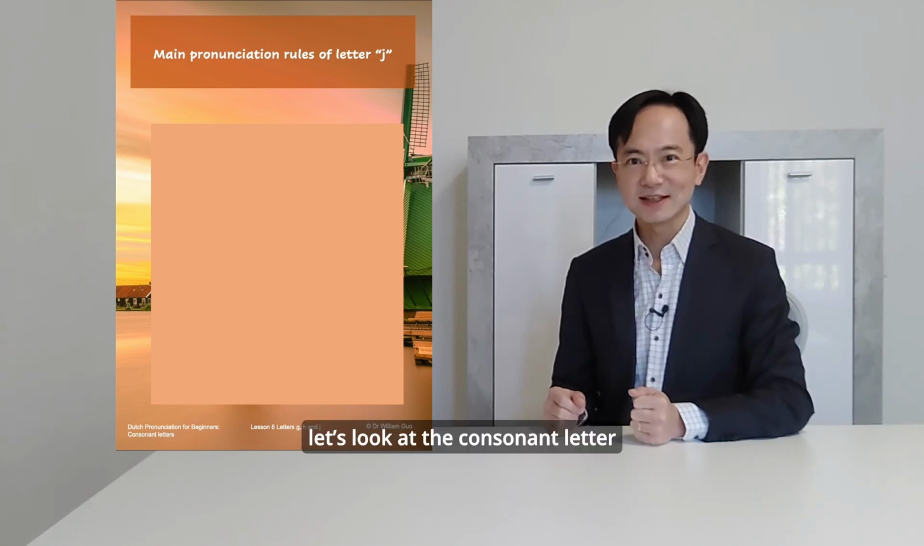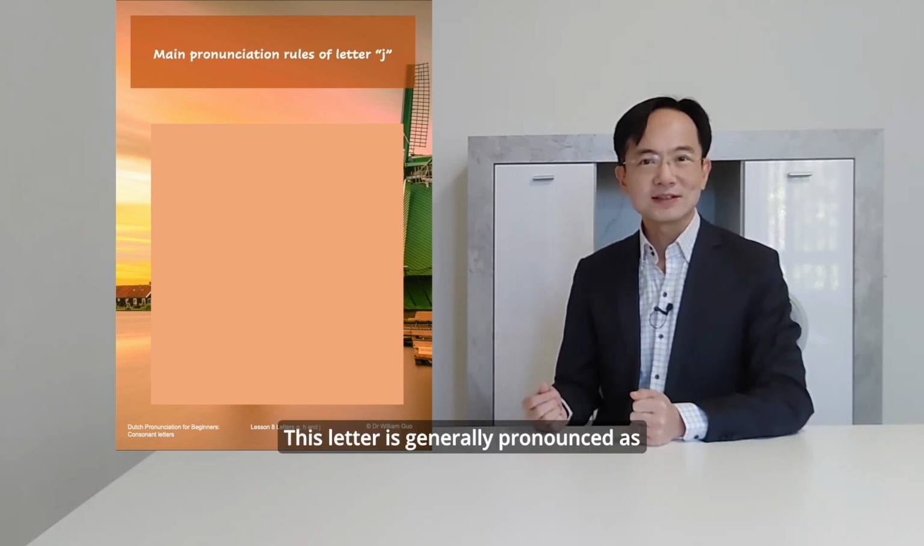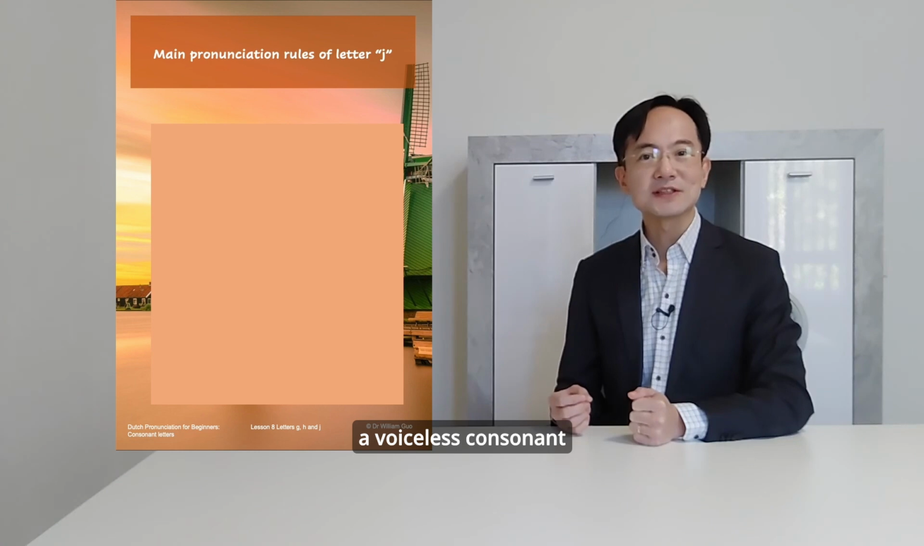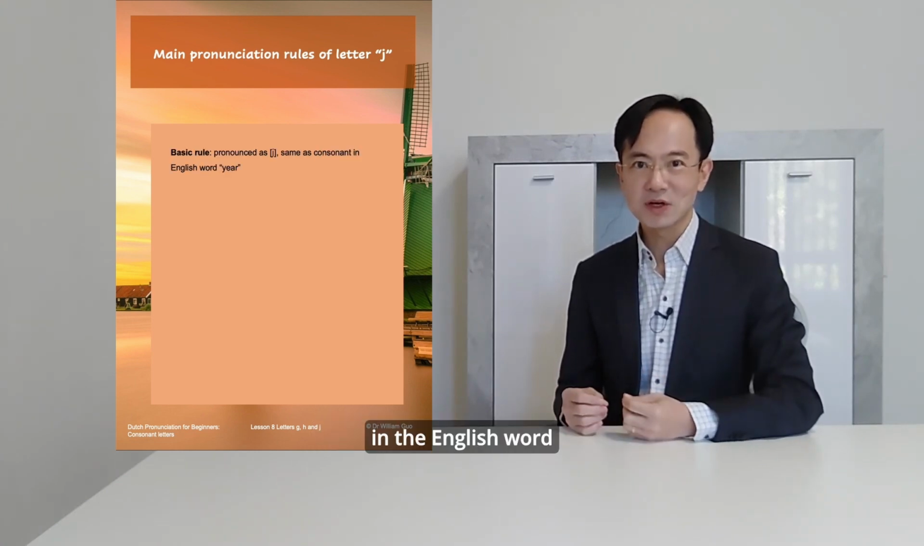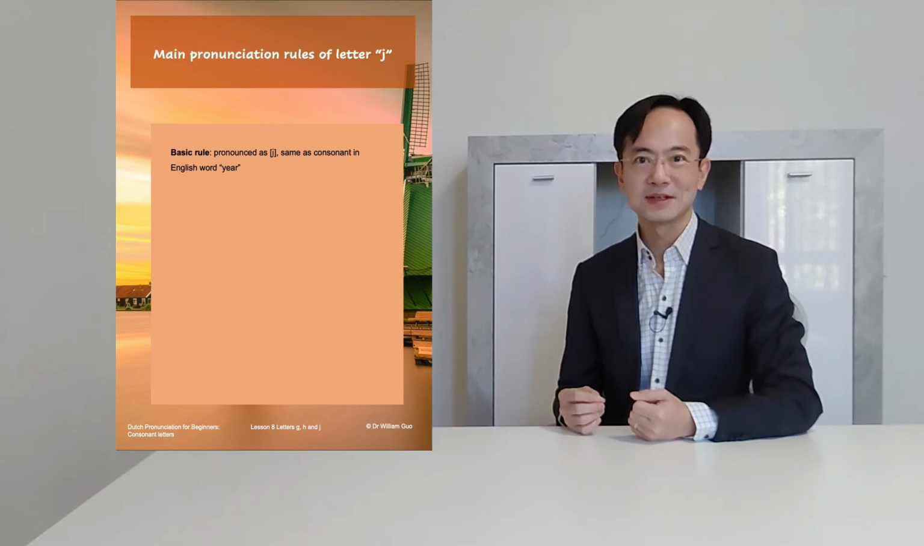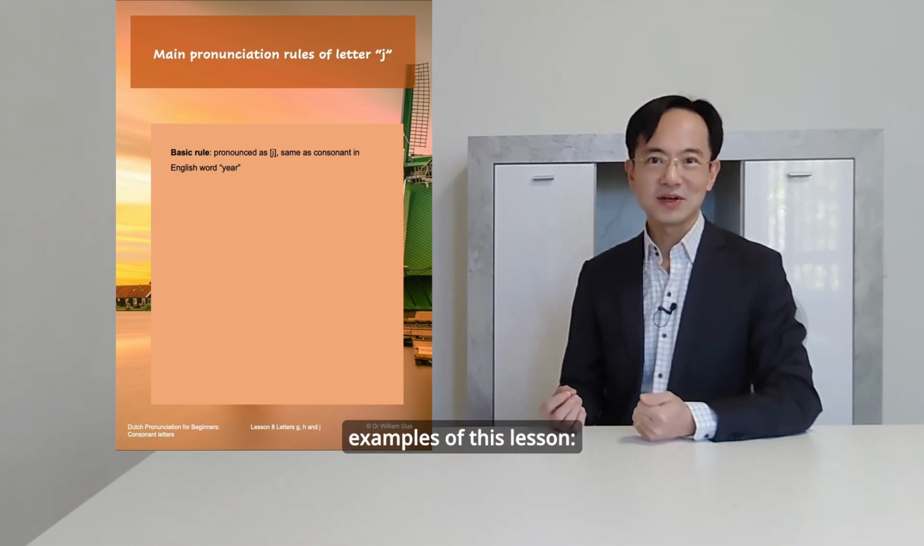Lastly, let's look at the letter J. This letter is generally pronounced as a voiceless consonant Y. It's the same as the consonant in the English word year. Let's look at the last 3 example words of this lesson.